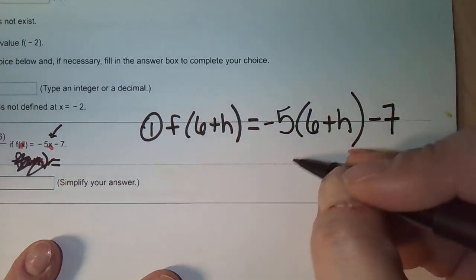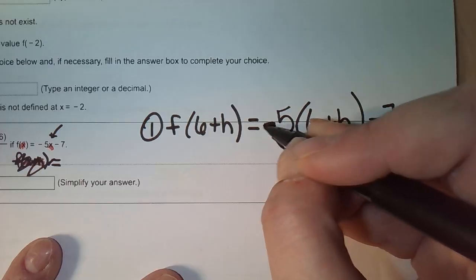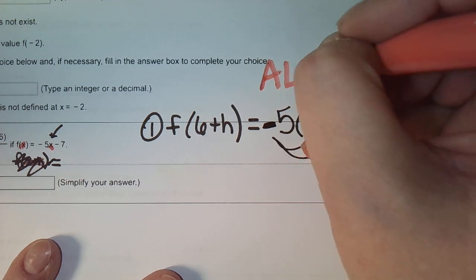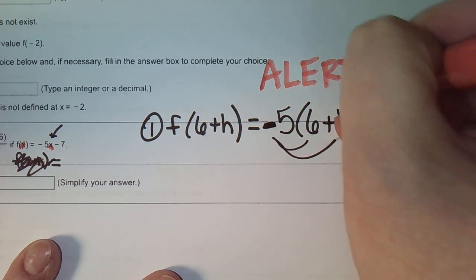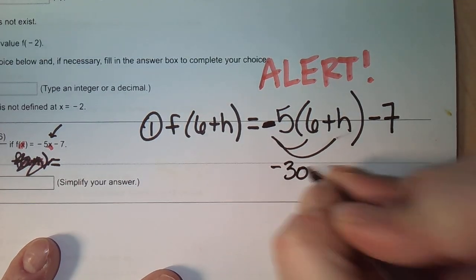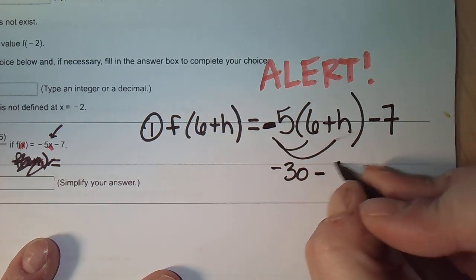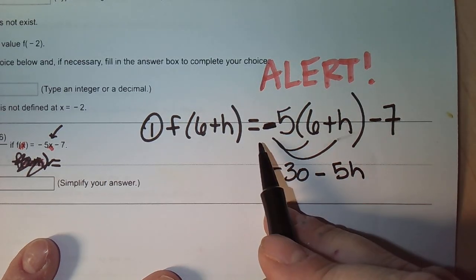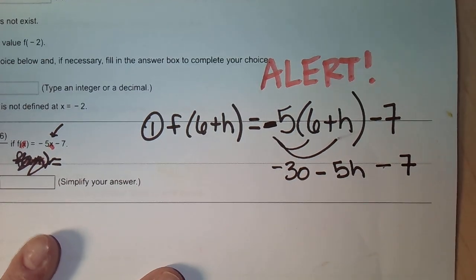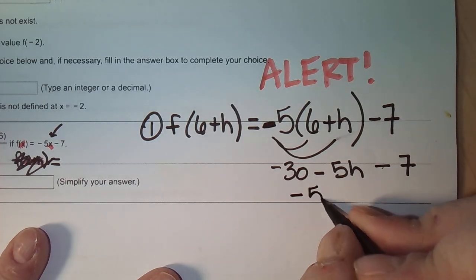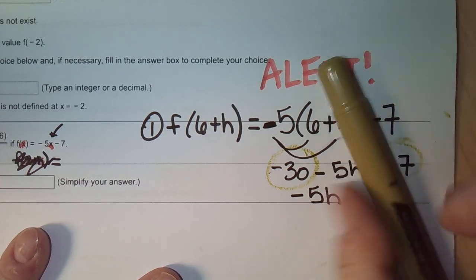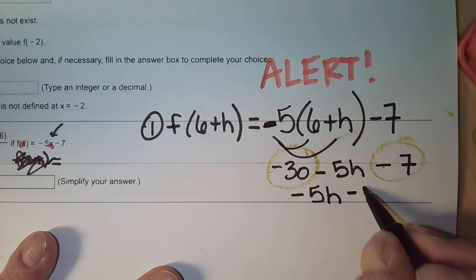All right, let's distribute and clean up. Don't forget we're multiplying this negative 5. Alert, alert. That's how you're going to do something wrong on the test. You have to multiply by a negative up in there. All right, so we get negative 30. Negative 5 times h is negative 5h. Now we don't multiply the 5 and the 7, we just drop down minus 7. Okay, combine like terms. I see negative 5h, and then I see negative 30 and minus 7. Those make minus 37.